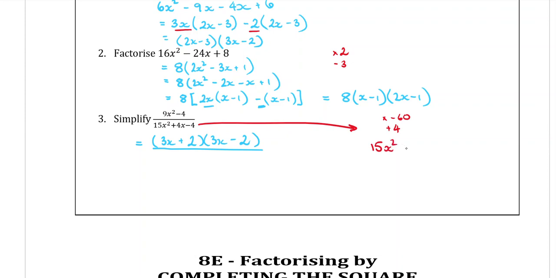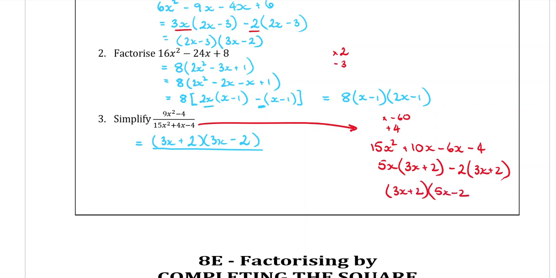15x squared, we're going to have a positive 10x and a negative 6x, and the minus 4 will be sitting on the end. Okay, factorising in pairs, I can bring out a 5 and an x to give 3x and plus 2. The third and fourth term, I can factorise out a minus 2, which will give 3x plus 2. So that brings us to our common factor of 3x plus 2, and the 5x minus 2 will go into its own bracket.